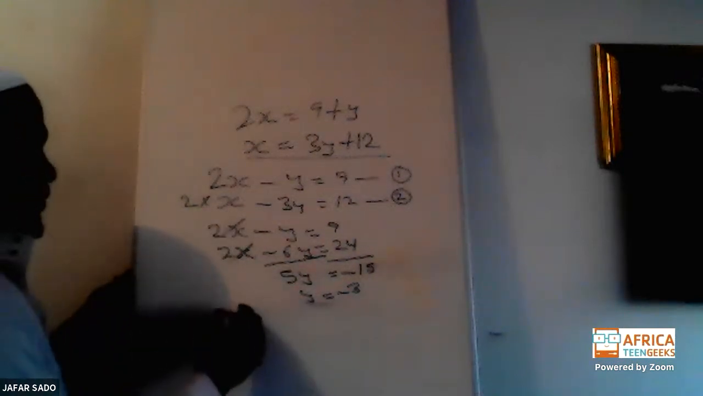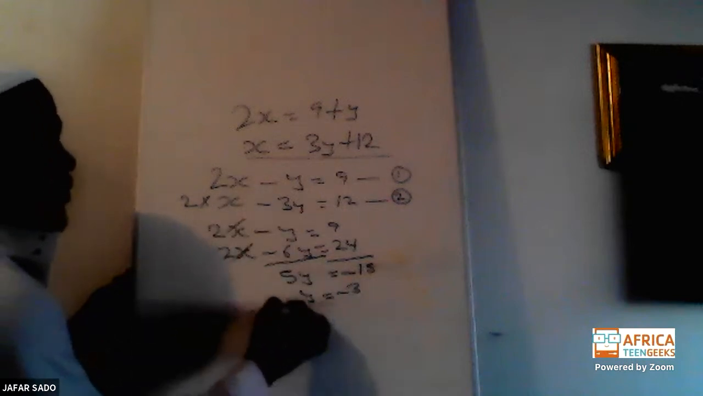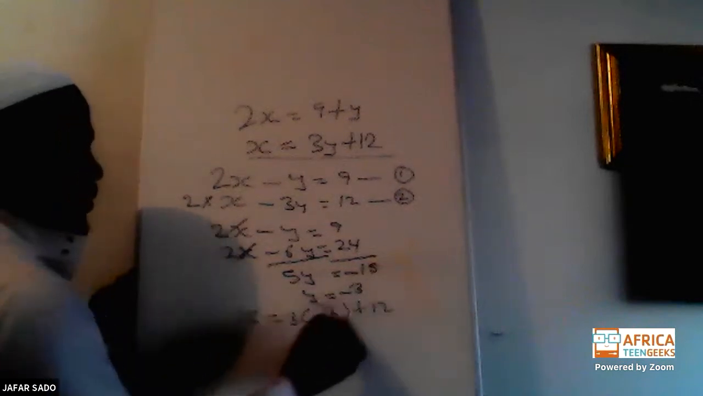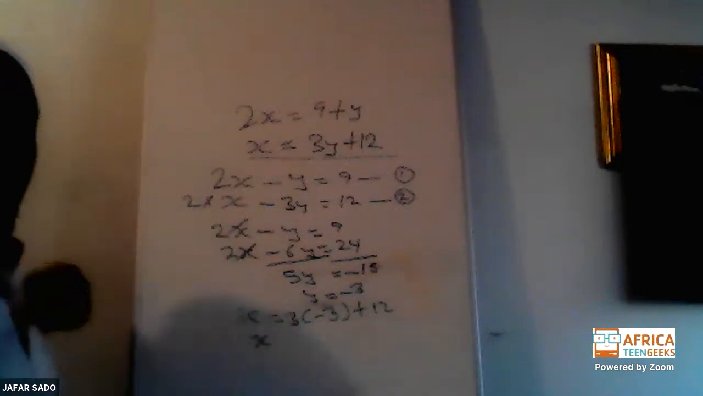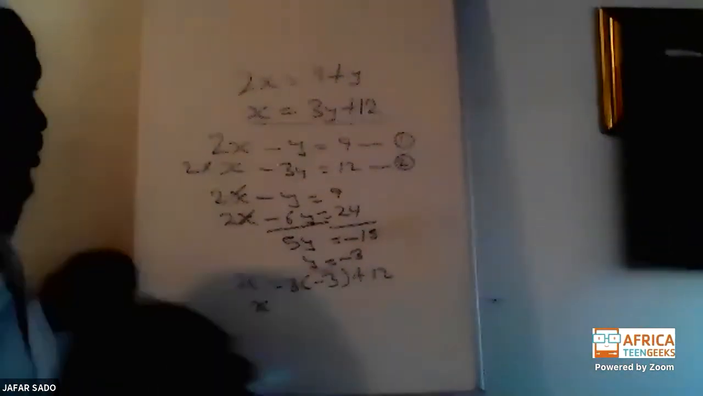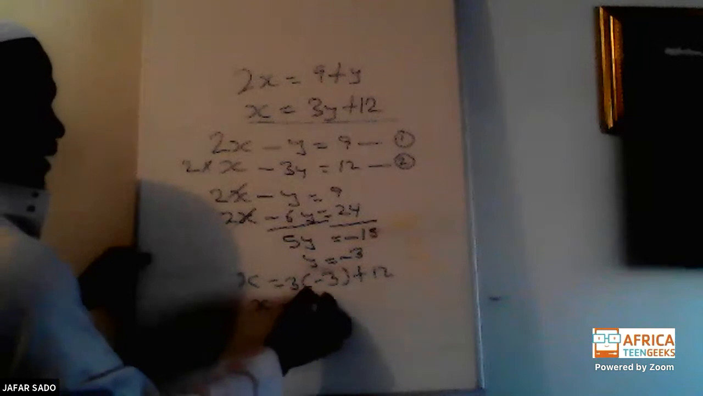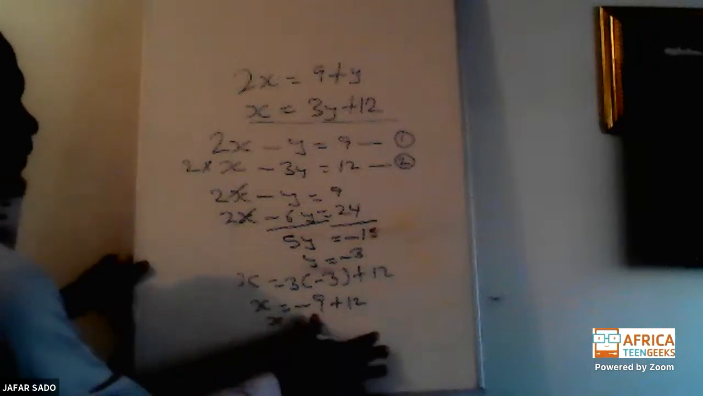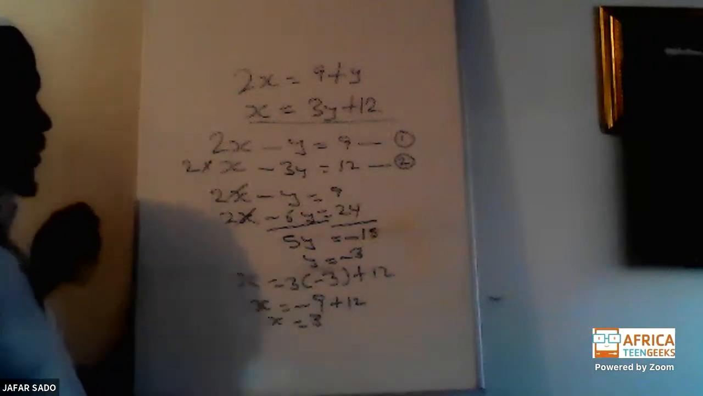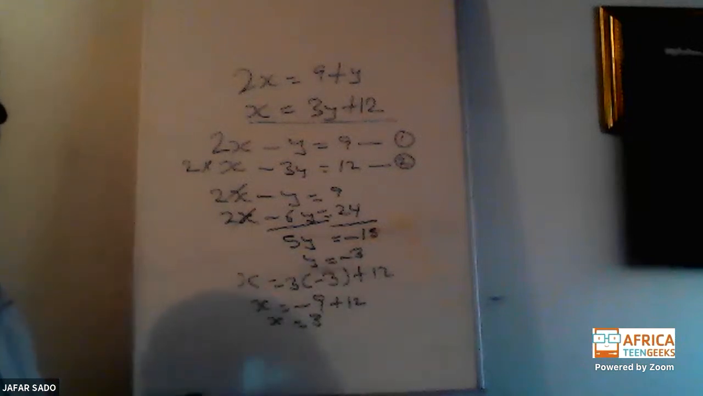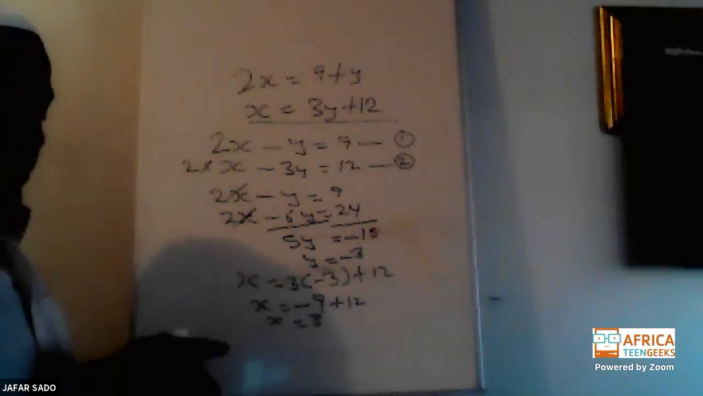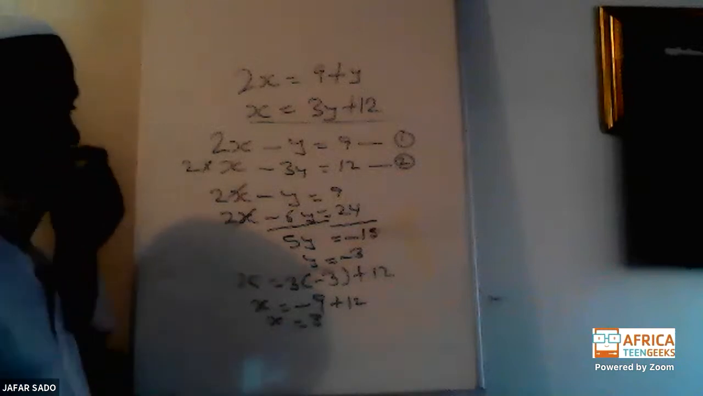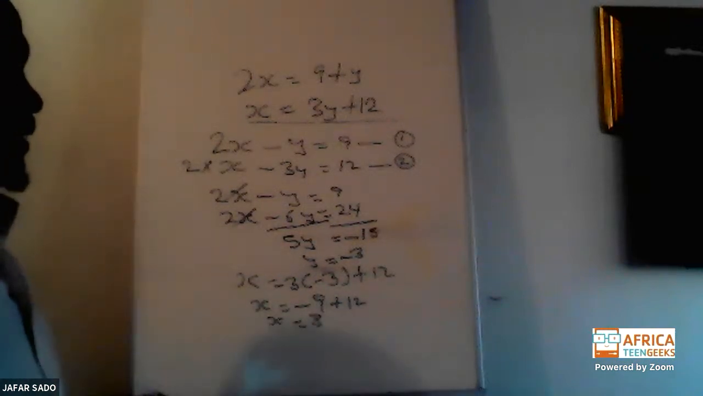So you can just take it there and say x equals 3 instead of y. Our y is minus 3 now. Bracket minus 3 plus 12. Then x is equal to negative 9 plus 12. And x is equal to what? 4. X equals to what? 3 rather. X equals positive 3. So basically our x is positive 3 and y is negative 3. Do you understand? I hope you do understand that. So that is the elimination method of doing a simultaneous equation.